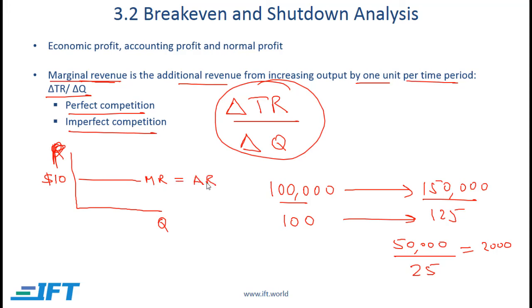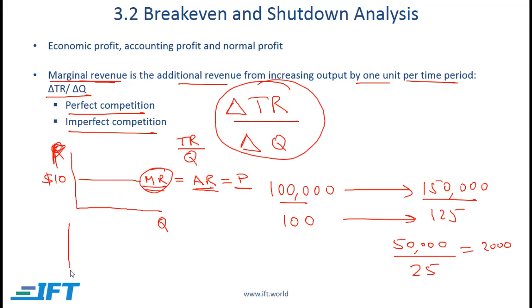The average revenue is the total revenue divided by how much you sell, and in this environment that average revenue is going to be equal to the marginal revenue, and that's going to be equal to the price, because when you sell one additional unit, the revenue that you get from that additional unit is the price. So keep this in mind. In a perfectly competitive environment, marginal revenue is equal to average revenue is equal to price.